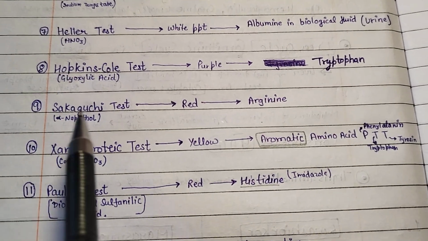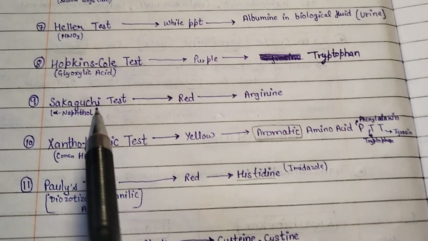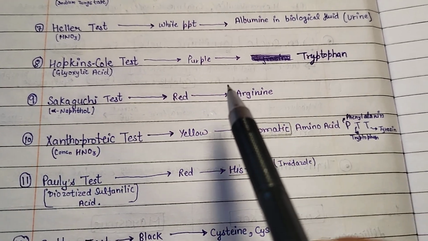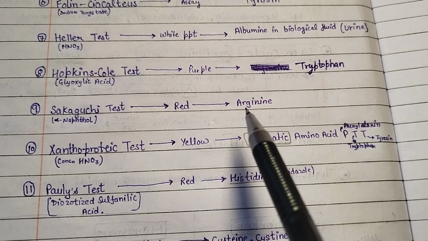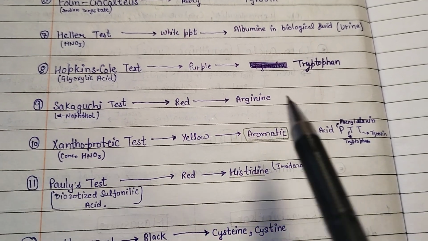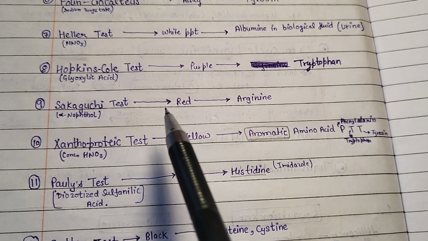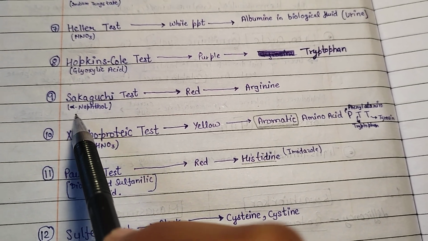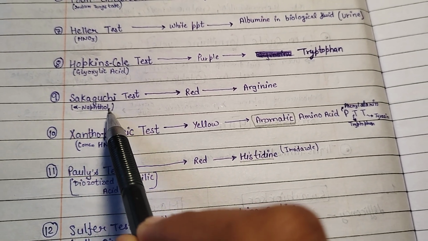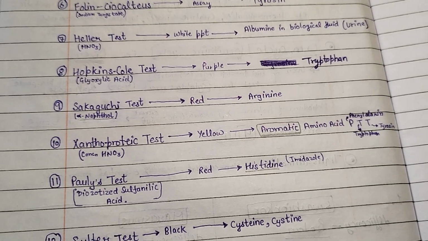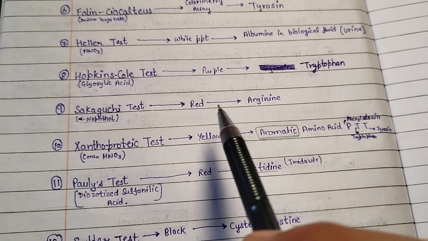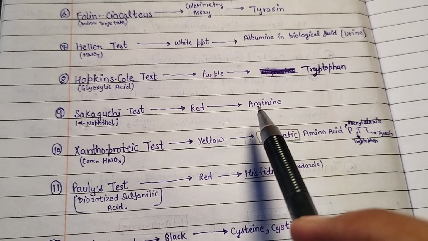Next is the Sakaguchi test. For Sakaguchi, think of Gucci as a brand related with Armani, Arginine. Arginine, Gucci, Armani. Okay, Arginine. It gives a red color. The Sakaguchi test uses alpha naphthol. Remember this one as well. This is a very important test. So the Sakaguchi test uses alpha naphthol and is used for arginine determination.